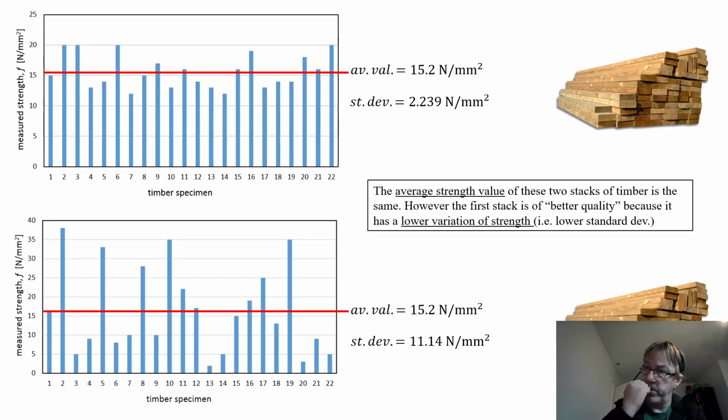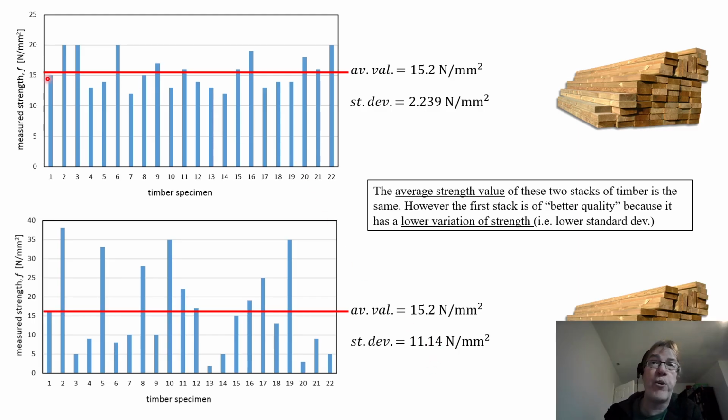So on that note, when we look at these two samples here, both sample sets have the same average value, 15.2 newtons per millimeter square. However, the standard deviation is wildly different. On the first set, we can see that it's 2.239. In the second set, there's 11.14.